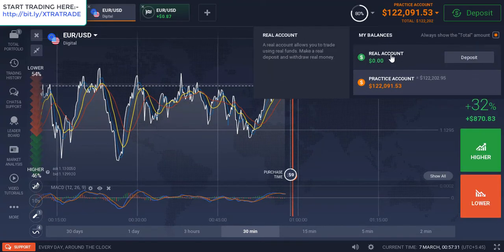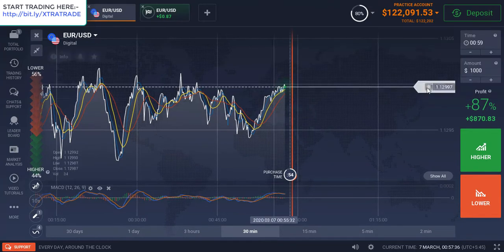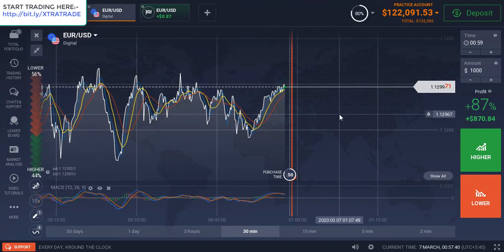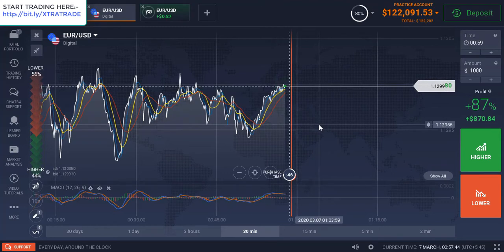So if you want to deposit on the real account, go to this deposit. On the practice account, you can just go and practice. For this demo process, I made this practice account so that I can show you how to do the trading.